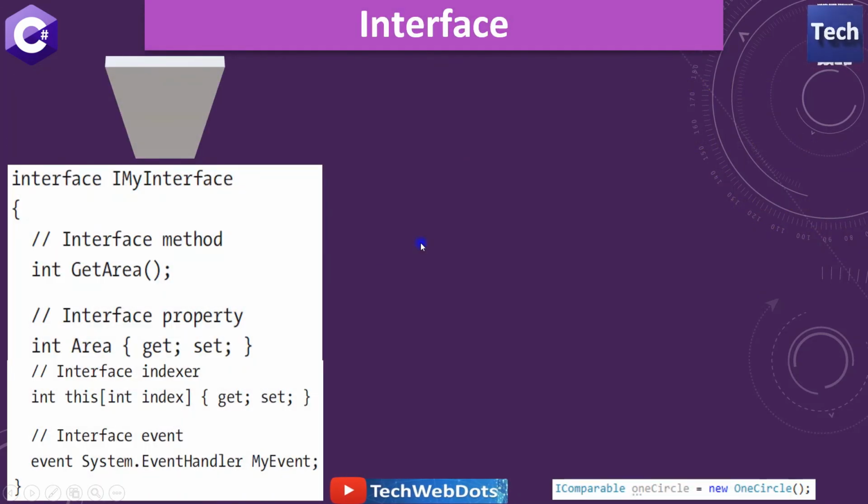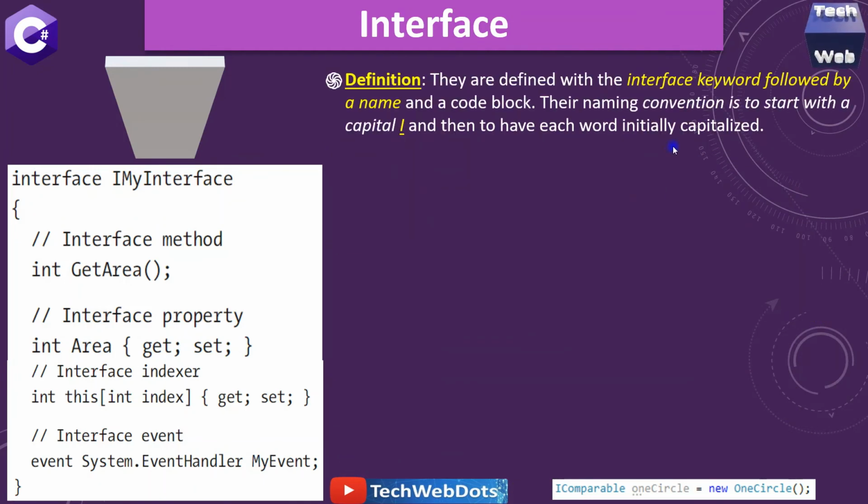Interface is another important part in object oriented programming. So let's go by definition first. They are defined with the interface keyword followed by a name and a code block. Okay, and their naming convention is to start with a capital I. I mean, in most of the companies most of the programmers follow this convention, but it is not mandatory to provide the I prefix. Okay, and then to have each word initially capitalized. Let's take an example of this. I specify I as a capital, then I am saying MyInterface. So this is the way to create an interface in C#.